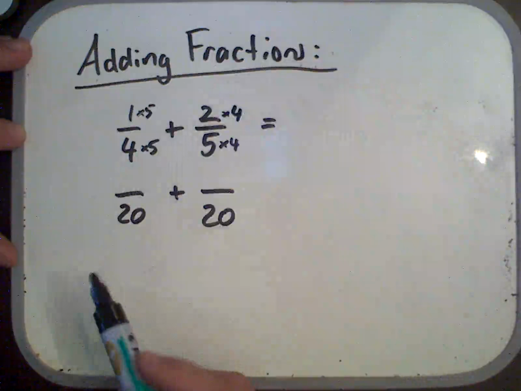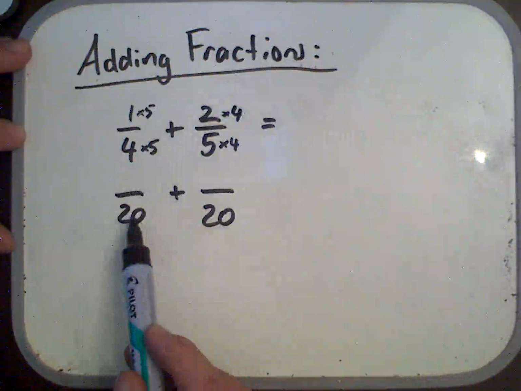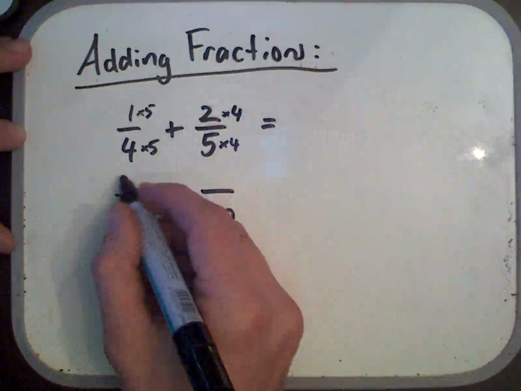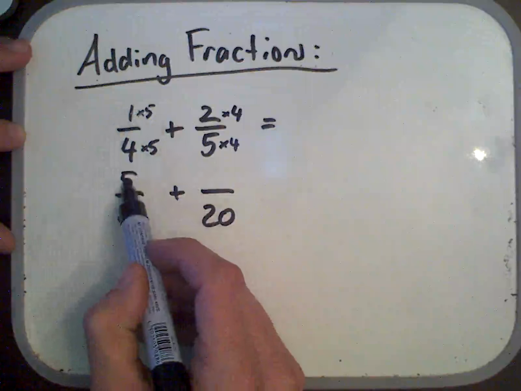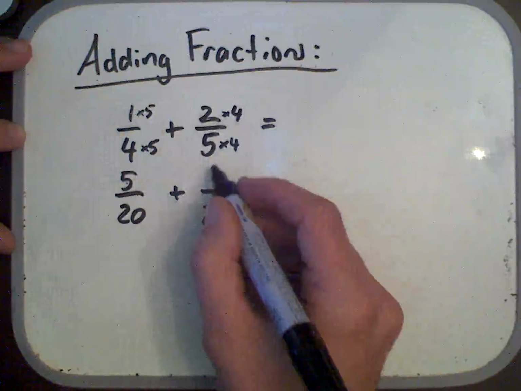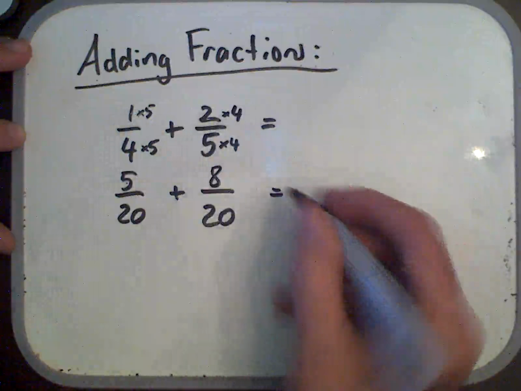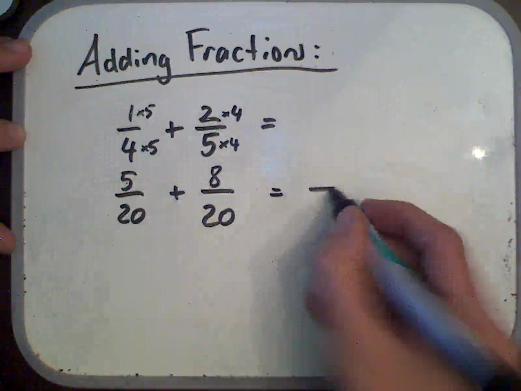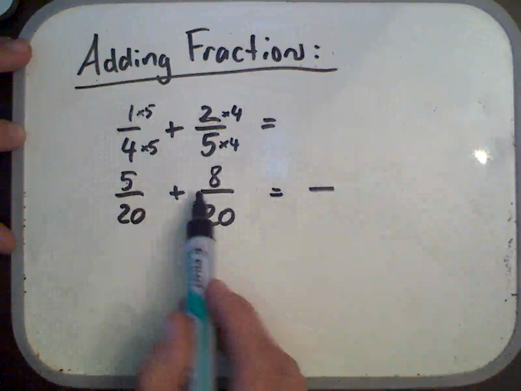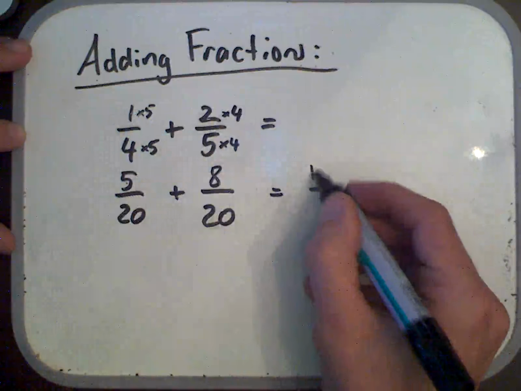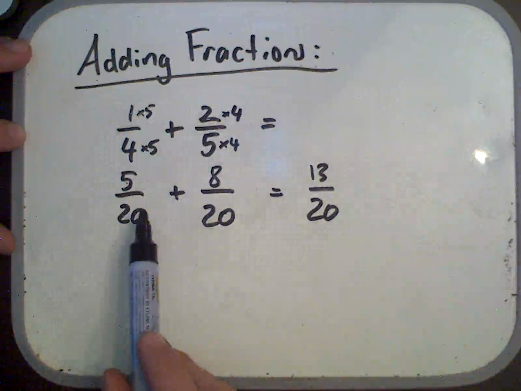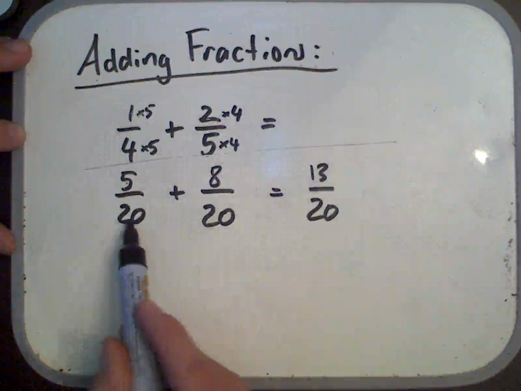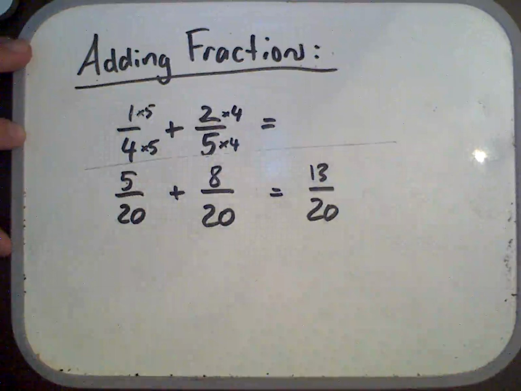Now what I've done is I've split my shape up into 20 parts. I have 5 parts out of 20 for here, because 1 times 5 is 5. I have 2 times 4 is 8. This will be 8 parts out of 20. Now remember this: 5 20ths plus 8 20ths is 13 20ths. Do not get caught in the same trap that a lot of students get caught in, where they add 20 and 20 to become 40. Remember, the denominator does not change.